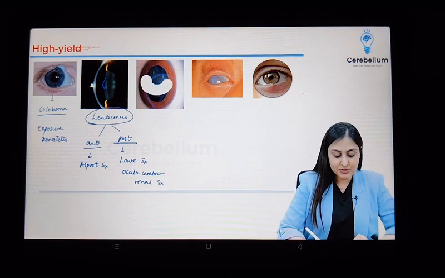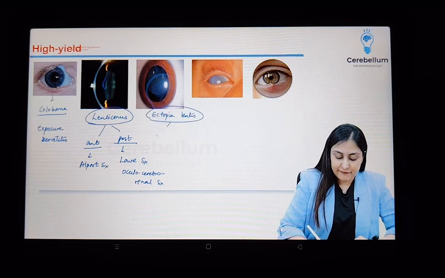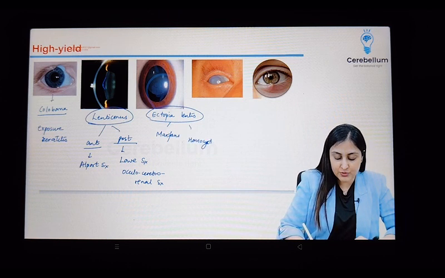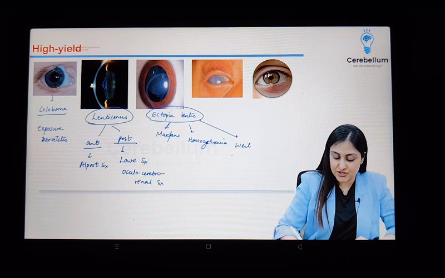What you are seeing here in this image is ectopia lentis, very, very important. So for ectopia lentis, you need to know the causes. Marfan syndrome, then you have homocystinuria, where homocysteine levels are raised. This we have done in biochemistry as well. And one more is Weil-Marchesani syndrome.